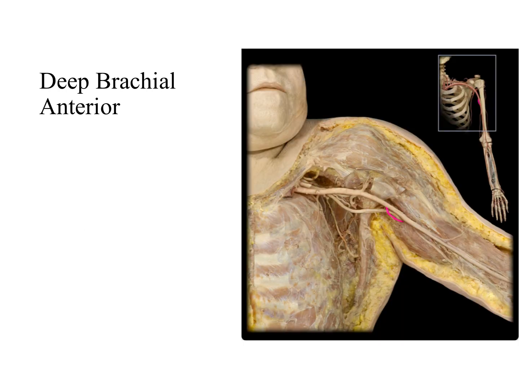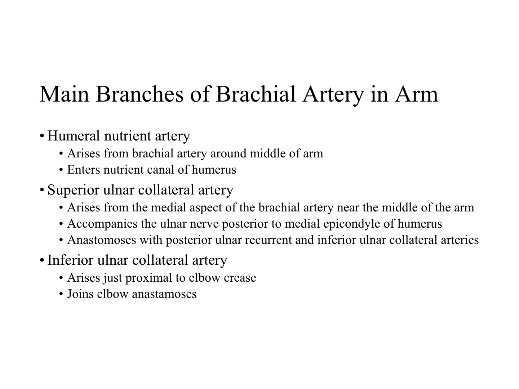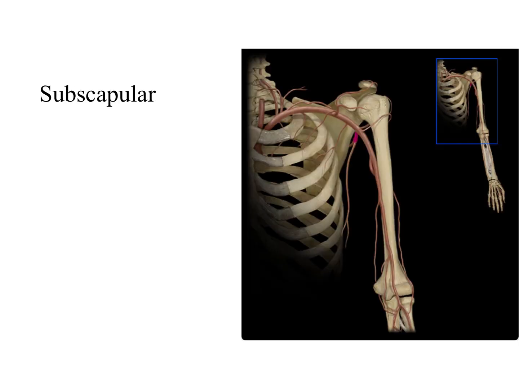Here we see the profunda brachii artery, otherwise known as the deep brachial artery. And on this picture, we can see where this deep brachial artery emerges posteriorly and runs down the back of the arm. This slide is just reviewing the main branches of the brachial artery in the arm: the humeral nutrient artery, the superior ulnar collateral artery, and the inferior ulnar collateral artery. In these next couple of slides, we'll just see a review and pictures of these arteries.